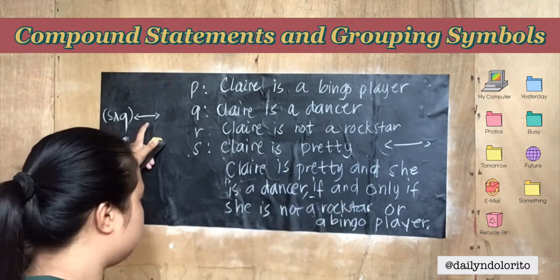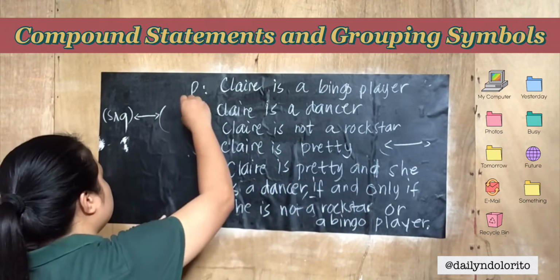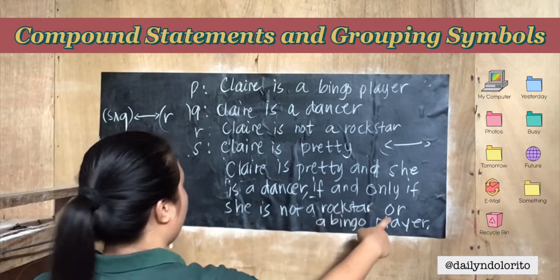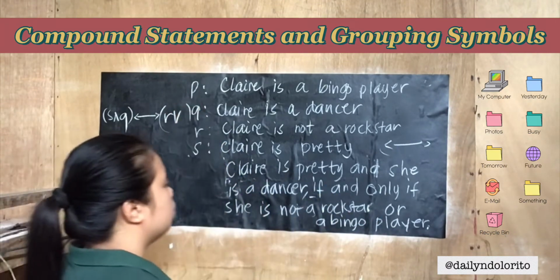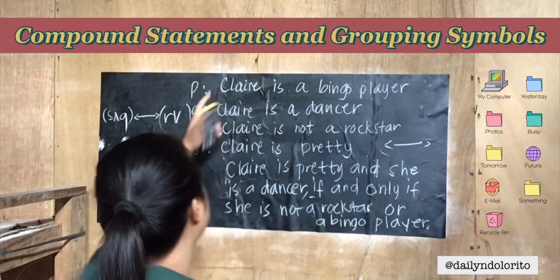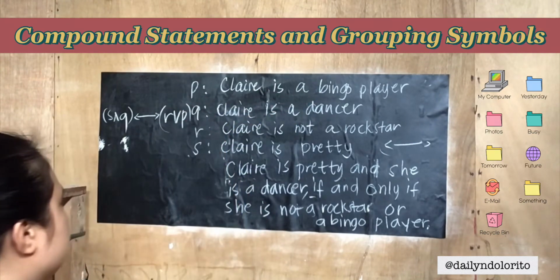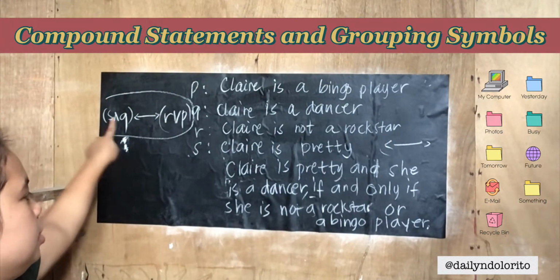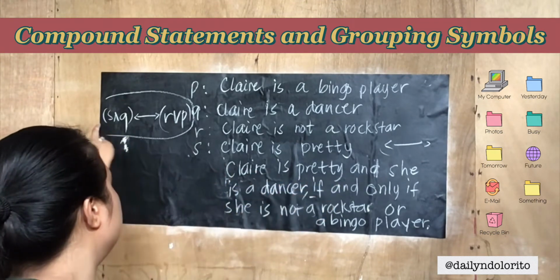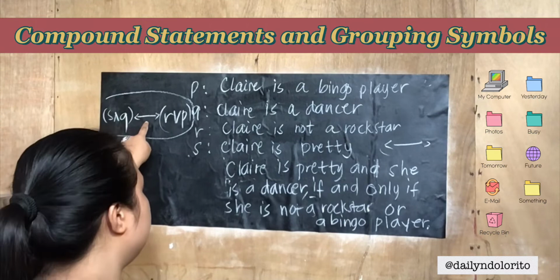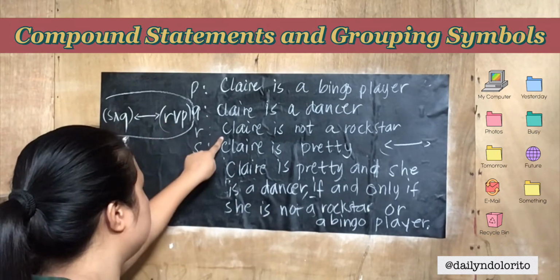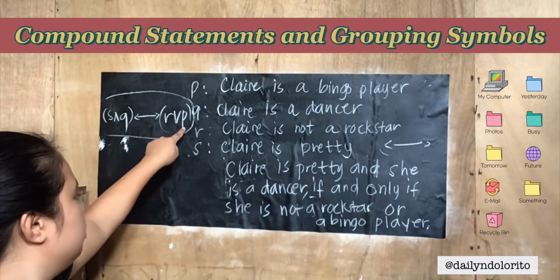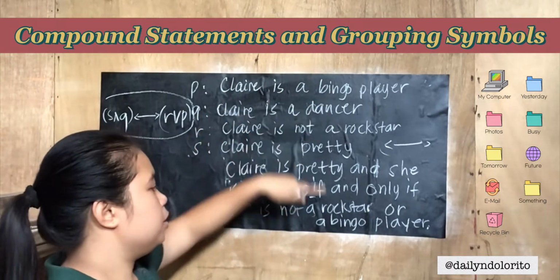If and only if, this one: she is not a rock star. It's R. Or a bingo player, which is P. So that is the translation. Claire is pretty and she is a dancer if and only if she is not a rock star, which is R, or P, which is Claire is a bingo player.